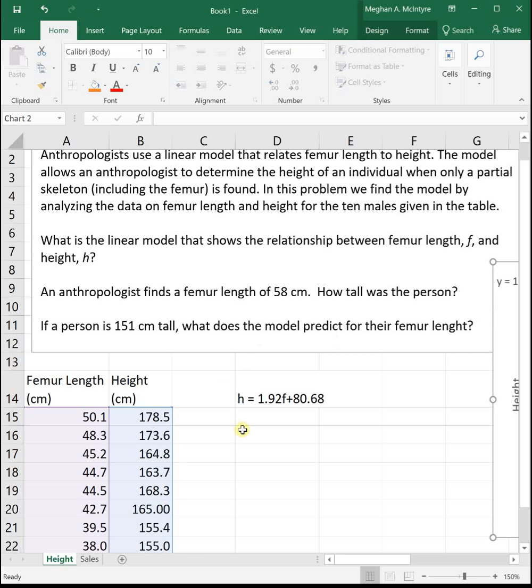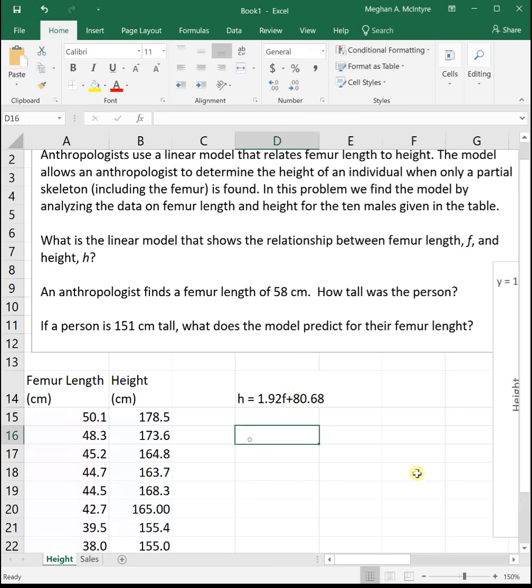An anthropologist finds a femur length of 58 centimeters. How tall is the person? So the femur length was 58. We're going to put that in for F. We say 1.92 times 58 centimeters for the femur plus 80.68 tells us that this person was 192.04 centimeters tall.